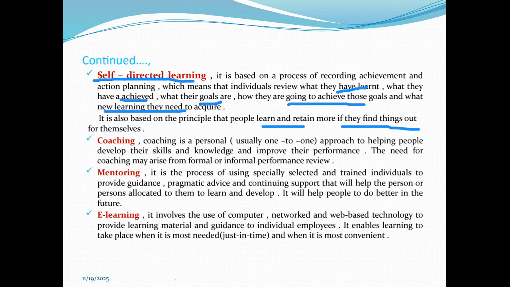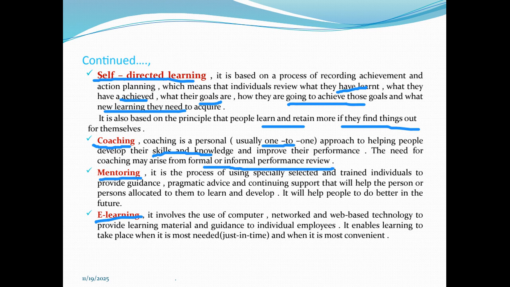So there can be a difference between coaching, mentoring, and e-learning. Coaching is a personal, usually one-to-one approach to help people develop their skills and knowledge and improve their performance. The need for coaching may arise from formal or informal performance review.